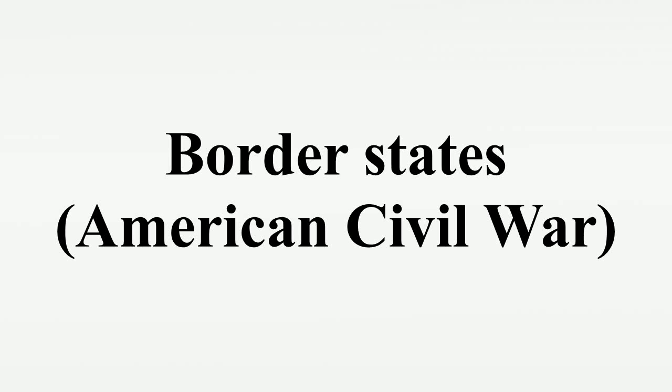In the context of the American Civil War, the border states were slave states that did not secede from the Union. To their north they bordered free states and to their south they bordered slave states. Of the 34 U.S. states in 1861, 19 were free states and 15 were slave states. 4 slave states never declared a secession: Delaware, Kentucky, Maryland, and Missouri.